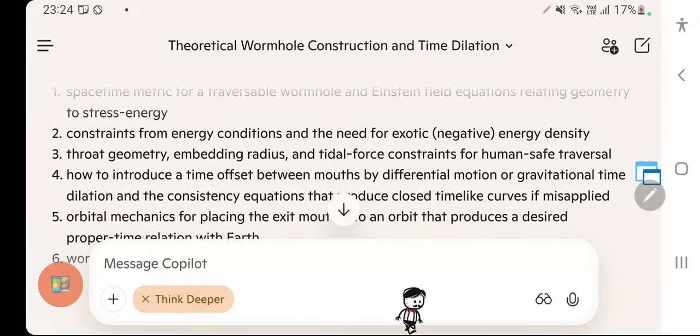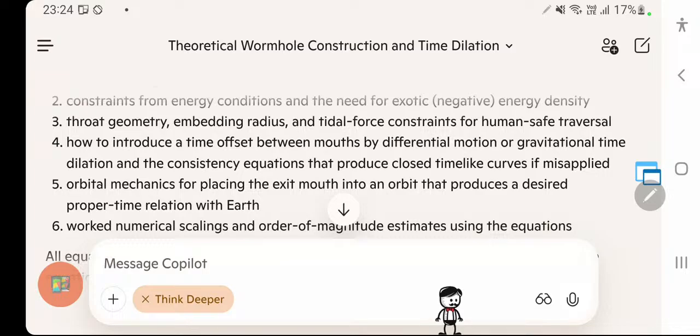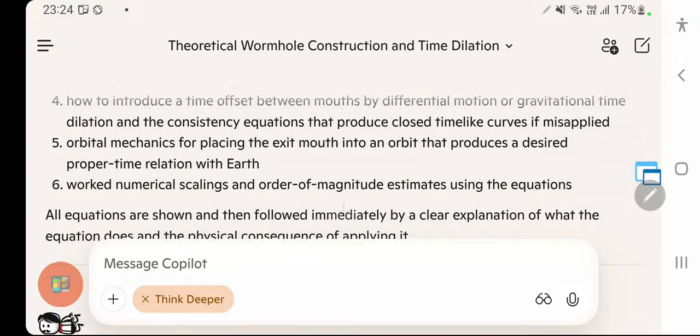How to introduce a time offset between mouths by differential motion or gravitational time dilation, and the consistency equations that produce closed time-like curves if misapplied. Orbital mechanics for placing the exit mass into an orbit to produce the desired proper time relation with Earth. Works in numerical scalings and order of magnitude estimates using the equations.